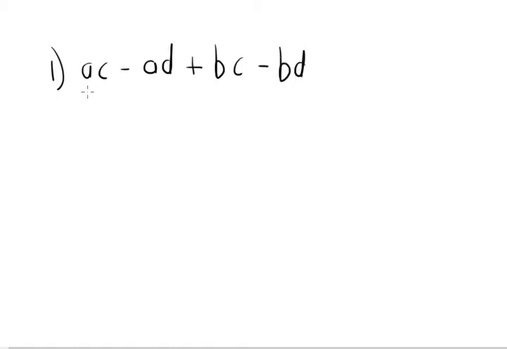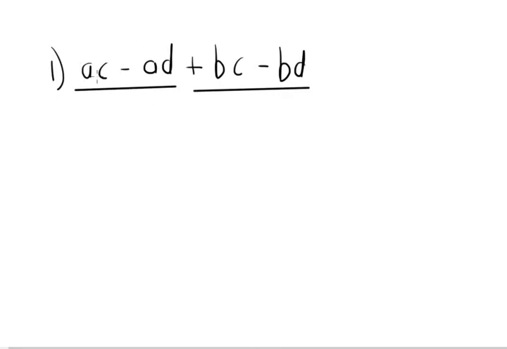Okay, so let's have a look at the answers. We'll start with number 1. We've got AC minus AD plus BC minus BD. So generally the first thing that you can look at is the grouping of terms. What I would suggest you try and do is try the first two and see if that works. So the first two and the last two.